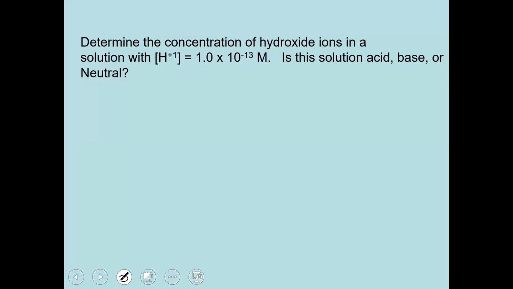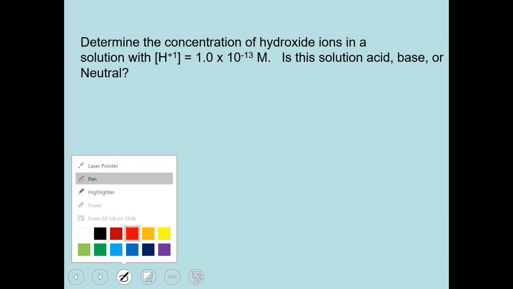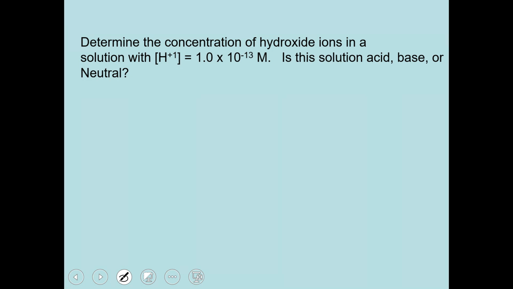Here's an example problem. Let's say that we have the hydrogen ion concentration given to us. If we know the hydrogen ion concentration, we can actually calculate the hydroxide ion concentration and then compare those to classify the solution as acid, base, or neutral.